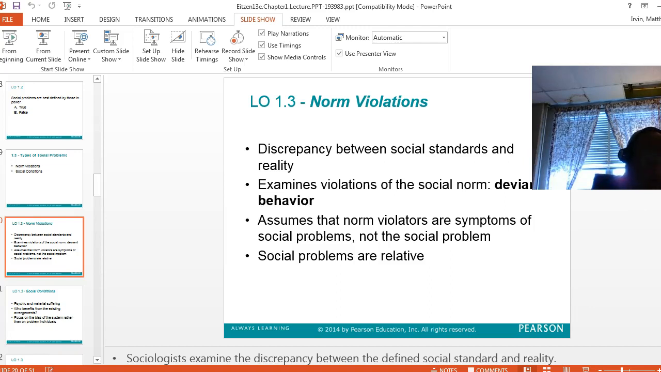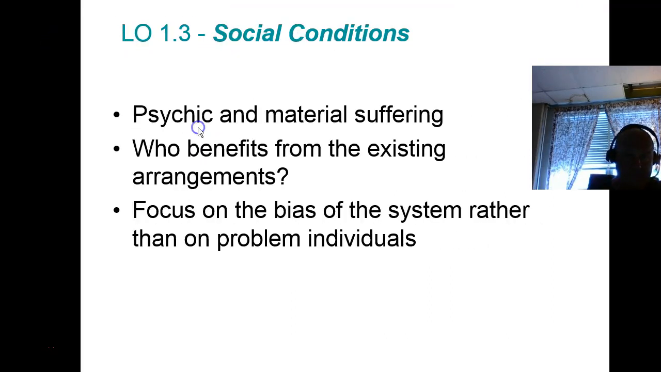Social problems are culturally defined and socially labeled. Sociologists are interested in the social and cultural processes that label some acts and persons as deviant and others as normal. The focus is on who benefits and who suffers because of the organization of society.